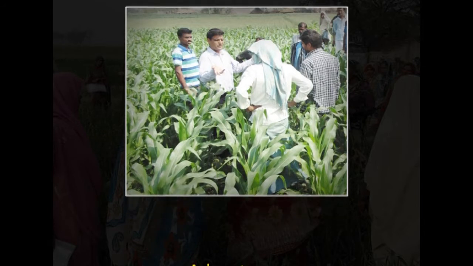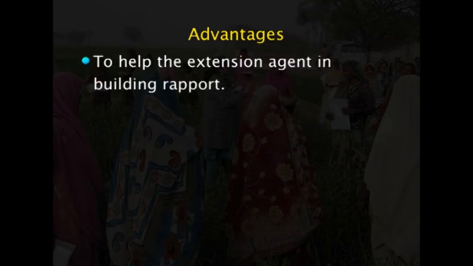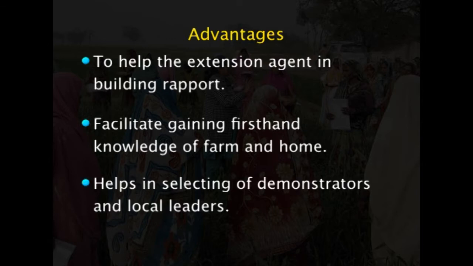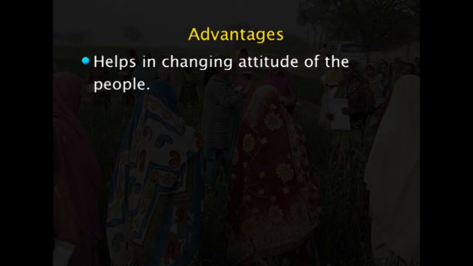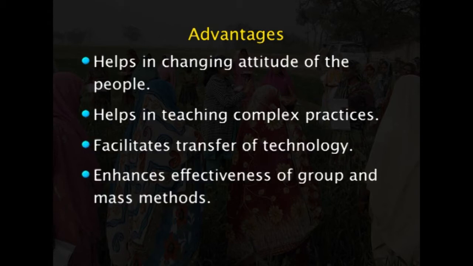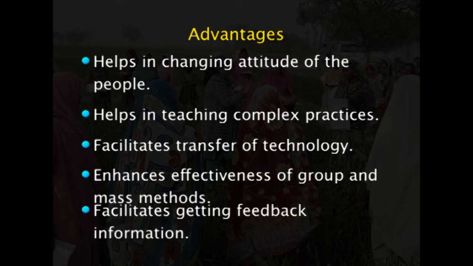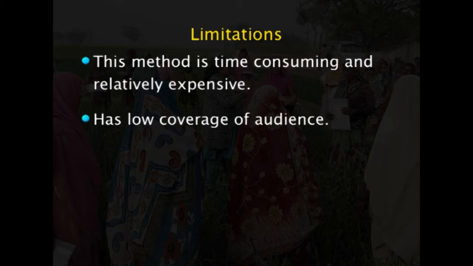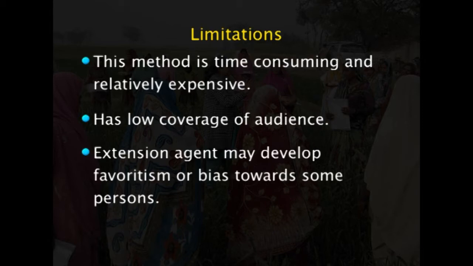The advantages of all these individual contact methods are that they help the extension agent in building rapport, facilitate gaining first-hand knowledge of farm and home, help in selection of demonstrators and local leaders, help in changing the attitude of the people, help in teaching complex practices, facilitate transfer of technologies, enhance the effectiveness of group and mass contacts, and facilitate getting feedback information also. But there are some limitations: this method is time consuming and relatively expensive, has low coverage of audience, and the extension agent may develop favoritism or bias towards some persons only.